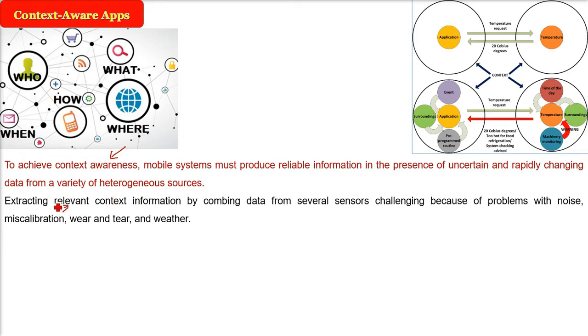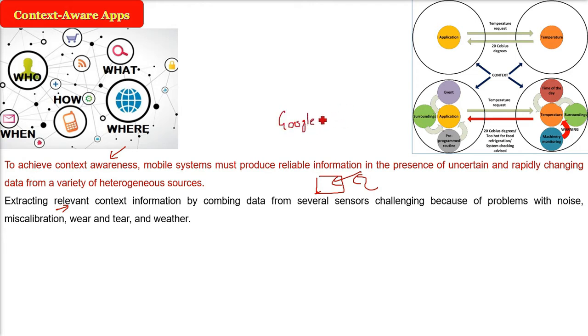Sometimes the problem may be noise, because a mobile is an electronic device. And your app is a kind of software. So you may get noise, miscalibration, wear and tear. Even the weather may play a very dominant role. So extracting the context awareness may be a challenge and you need to cater for it. You need to be aware of it so that you plan it before you actually design your context aware apps.